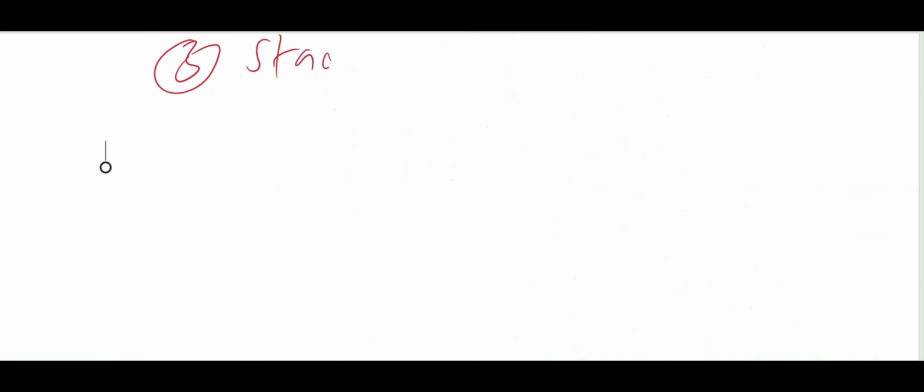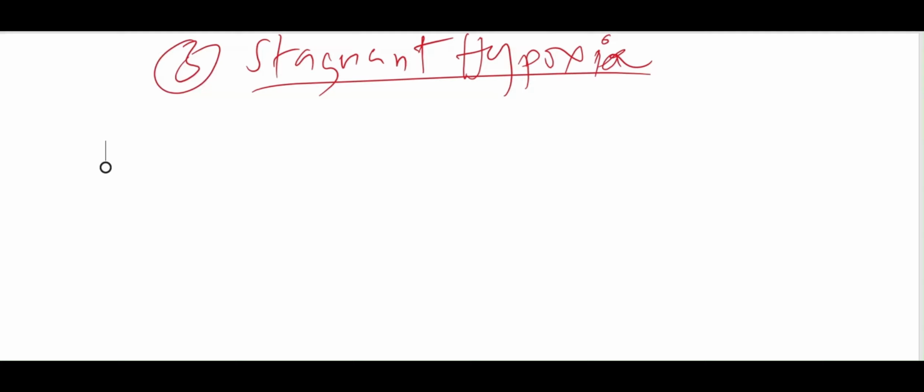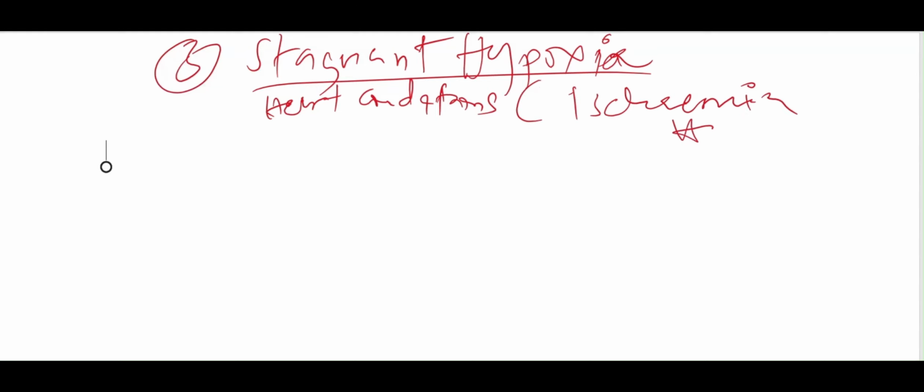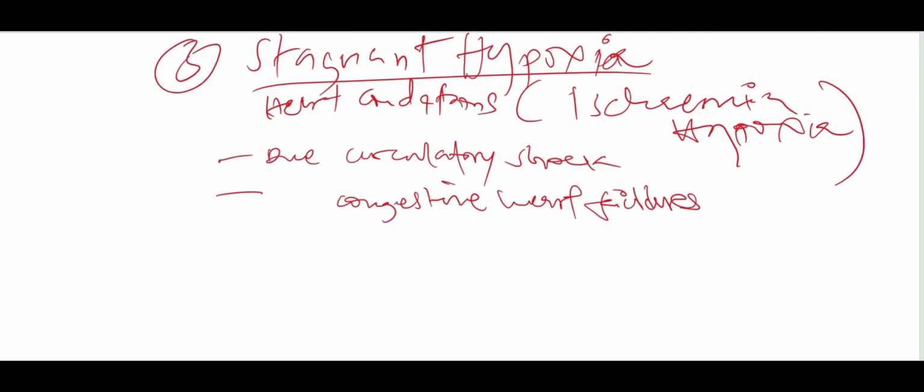Number 3, we have the so-called stagnant hypoxia. This is usually due to heart conditions, which is sometimes called ischemic hypoxia. And this happens due to circulatory shock. There could be problems like congestive heart failure and other conditions that prevent the heart from its normal pumping of blood, and this leads to insufficient blood carrying oxygen delivered to the tissues. Some are congenital disorders. That's why we say it's a stagnant hypoxia. Usually it is not solved so quickly.